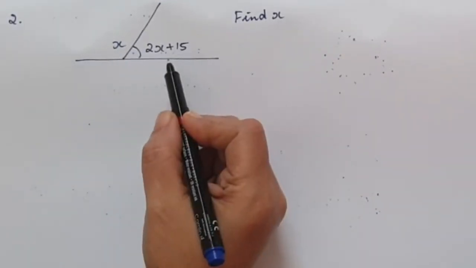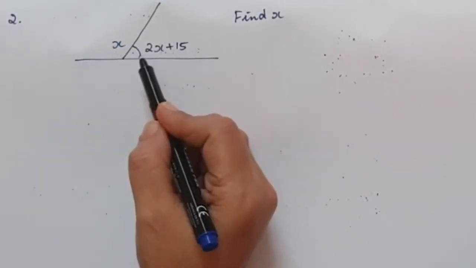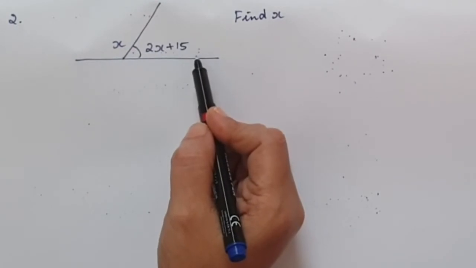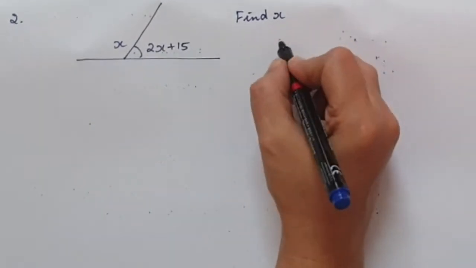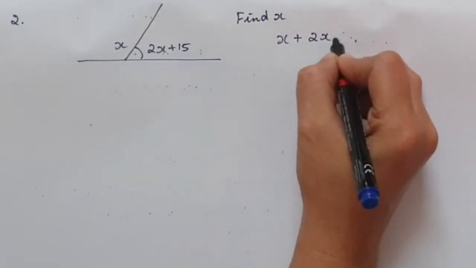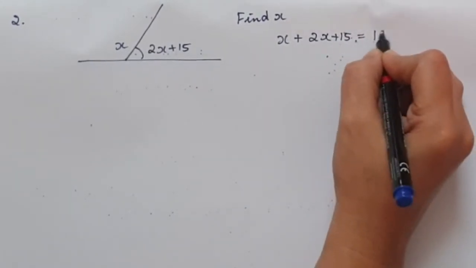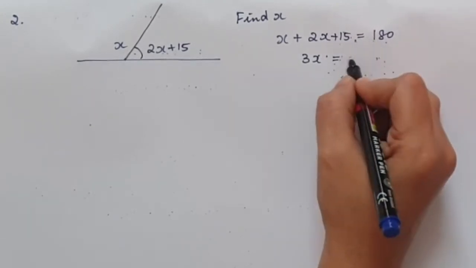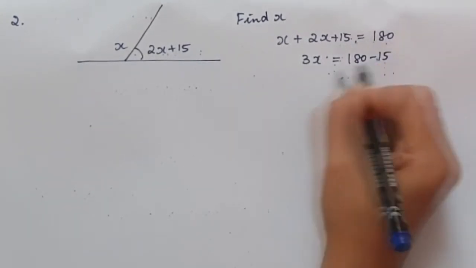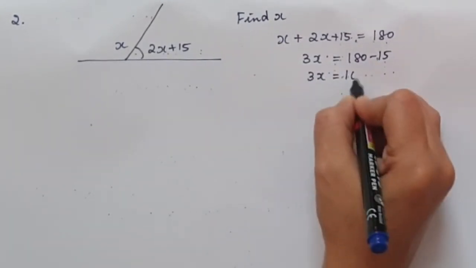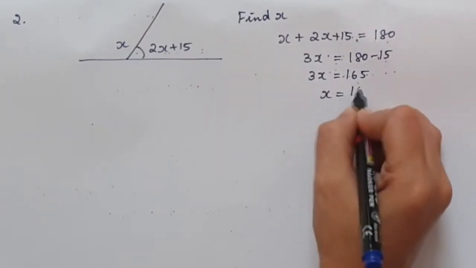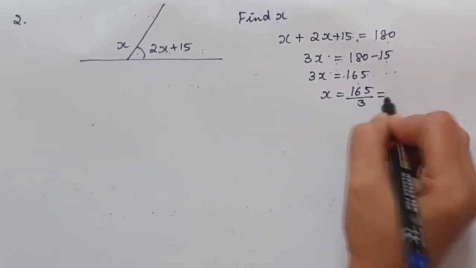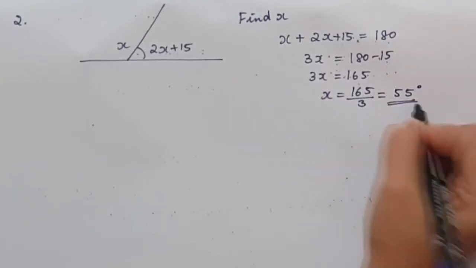Now here you need to find the value for x. When you add these two angles, it is angle on a straight line. So when you add them, it will be equal to 180 degrees. So x plus 2x plus 15 will be equal to 180 degrees. So 3x will be equal to 180 minus 15. So 3x will be equal to 165. x will be equal to 165 divided by 3. So it is 55 degrees.